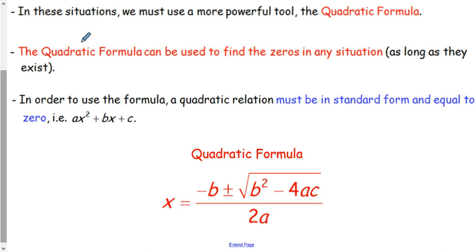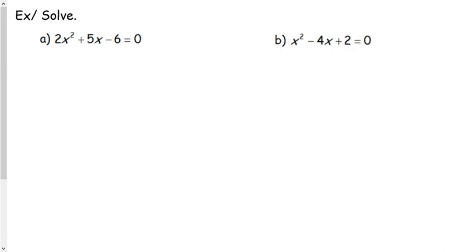Okay, so let's dive in on trying out this quadratic formula and checking out a few of these problems. So here's the first one. It says, let's solve for x. 2x squared plus 5x minus 6 equals 0. So remember, it has to be equal to 0 in order to solve for it.